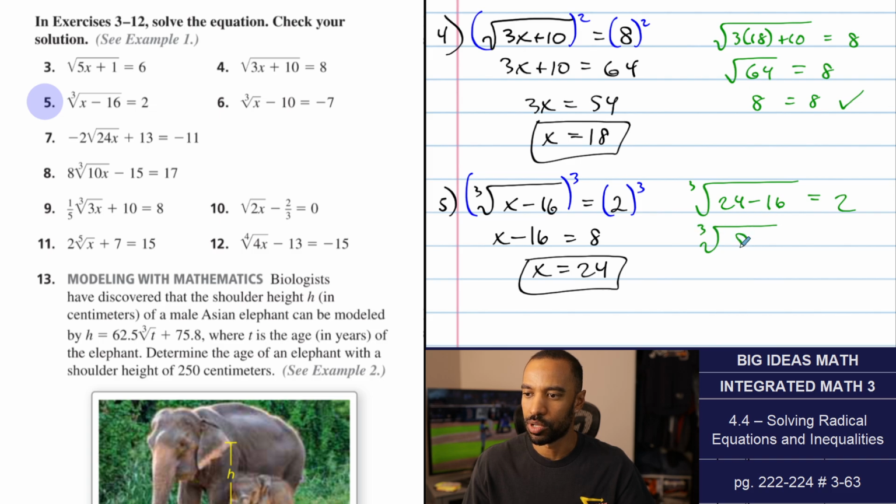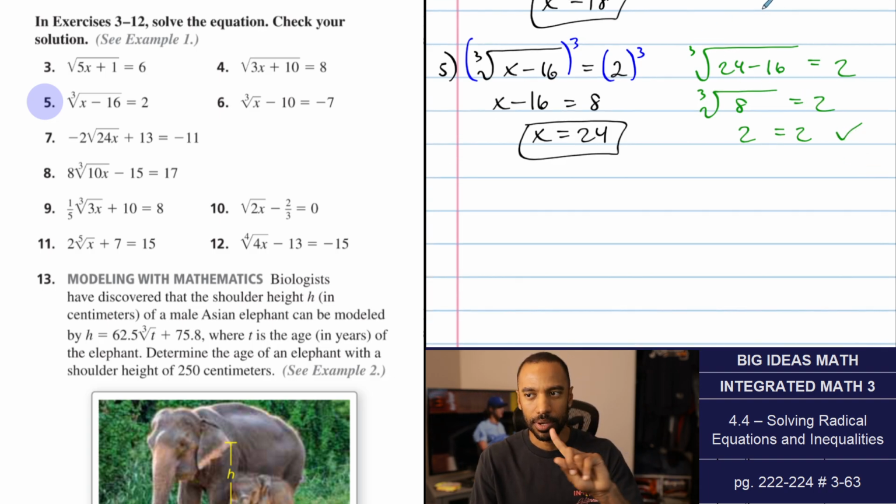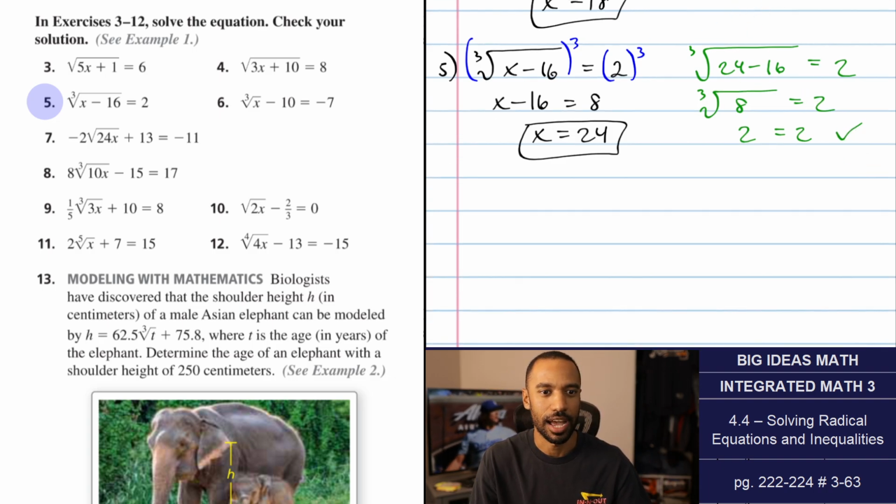And that is the cube root of 8, which equals 2. Or does it? Yep, 2 equals 2. All's good. No extraneous solutions right here. Not yet. When will they show up?